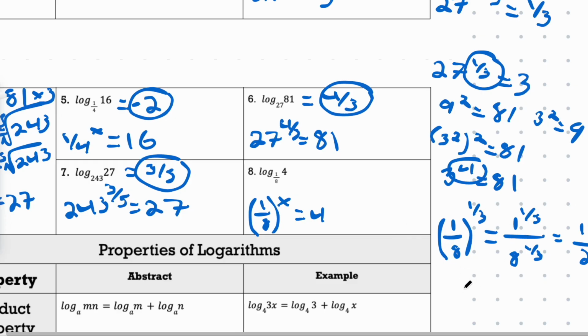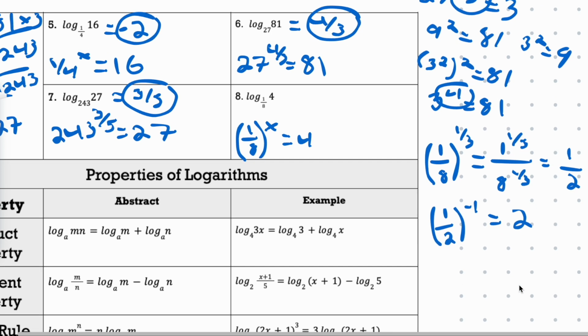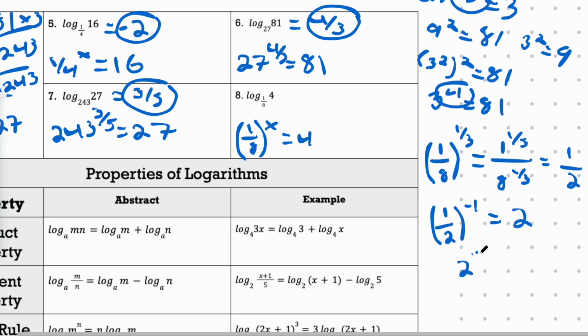Now, how do we go from 1/2 to 4? Well, let's just take it in steps. Let's raise this to the negative first power. I hope you'd agree with me in saying, hey, we have 2 now. 2 squared is going to equal 4. So we have these numbers. We have this 2, we have this -1, then we have this 1/3. So I'm just going to multiply all those and end up getting x equals -2/3.